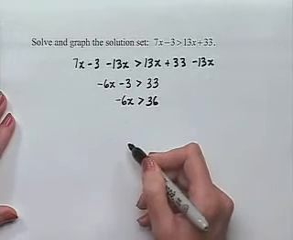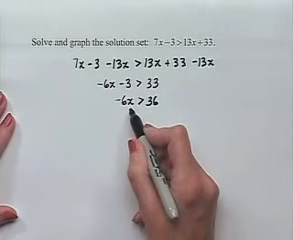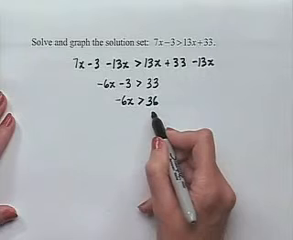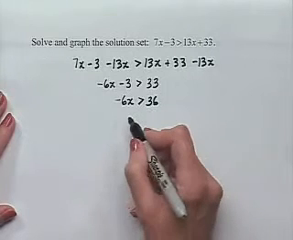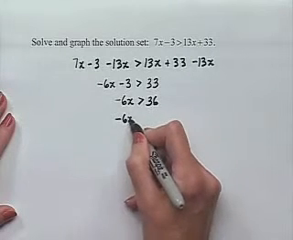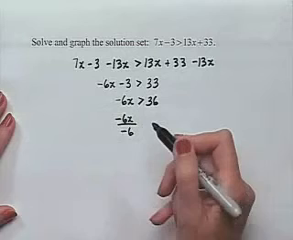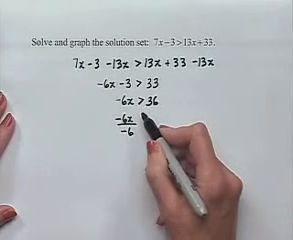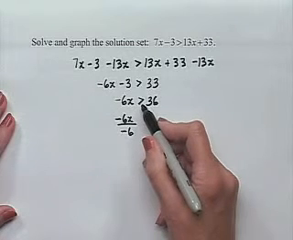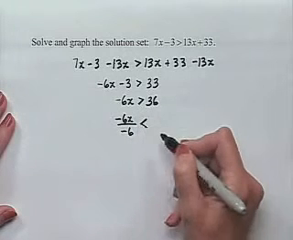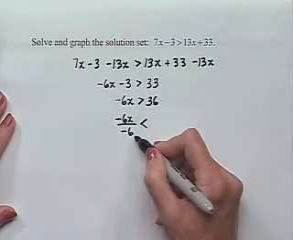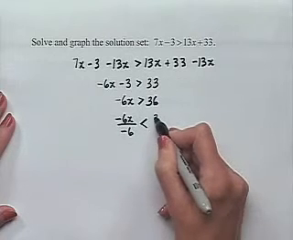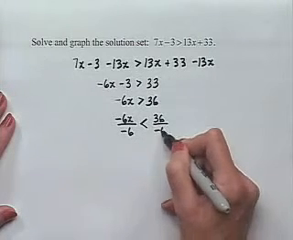At this point in the problem, we're going to have to isolate x by dividing both sides of the inequality by negative 6. To accomplish this, we have negative 6x divided by negative 6. Remember that when we divide by a negative value, our inequality symbol will end up switching to the opposite direction. So instead of greater than here, we're going to have less than. Negative 6x divided by negative 6 is going to be less than 36 divided by negative 6.